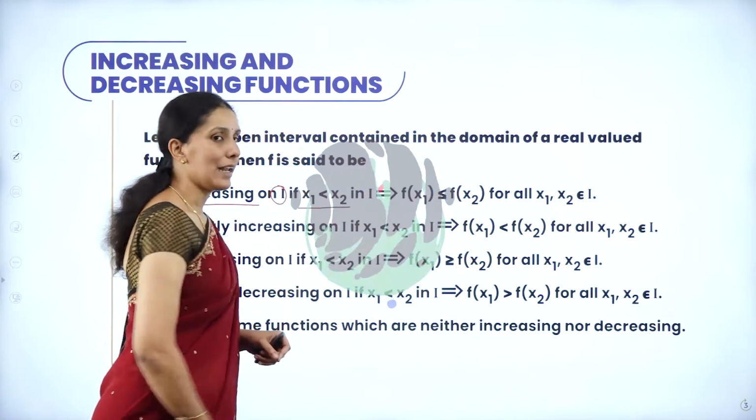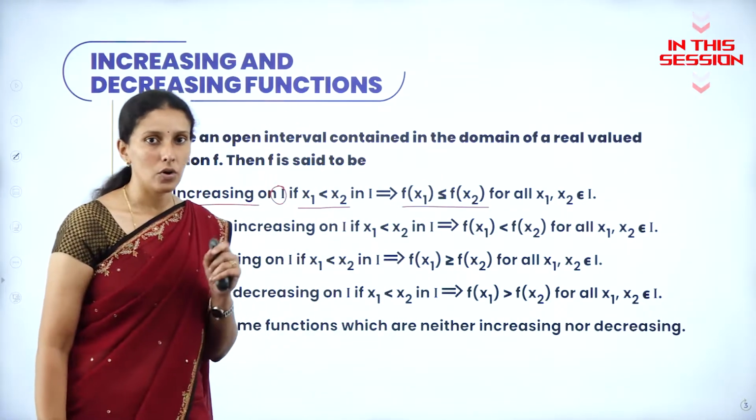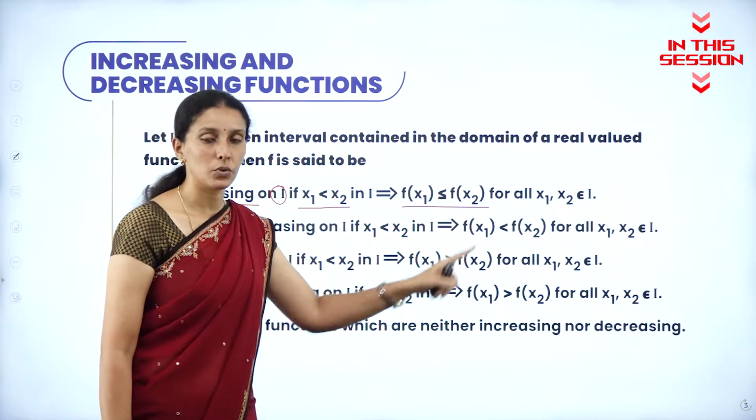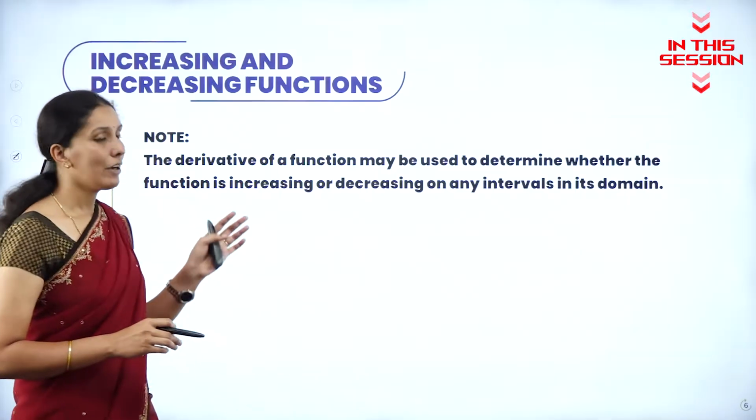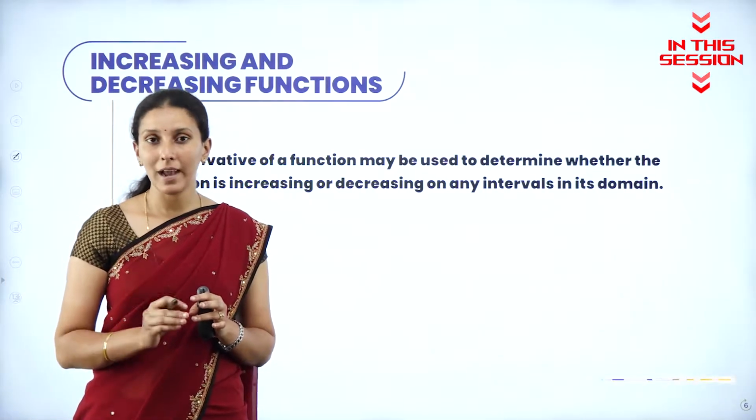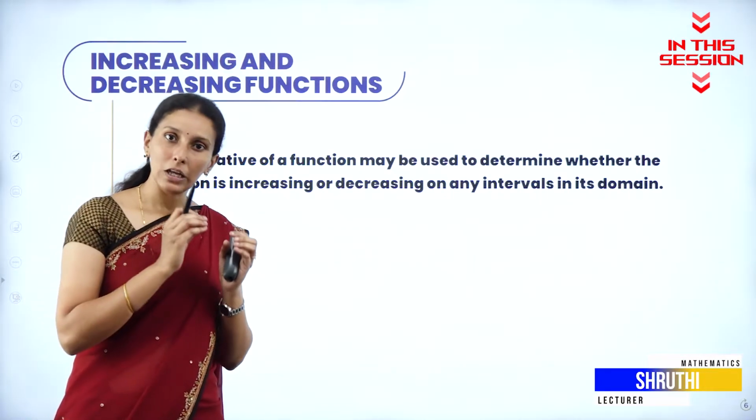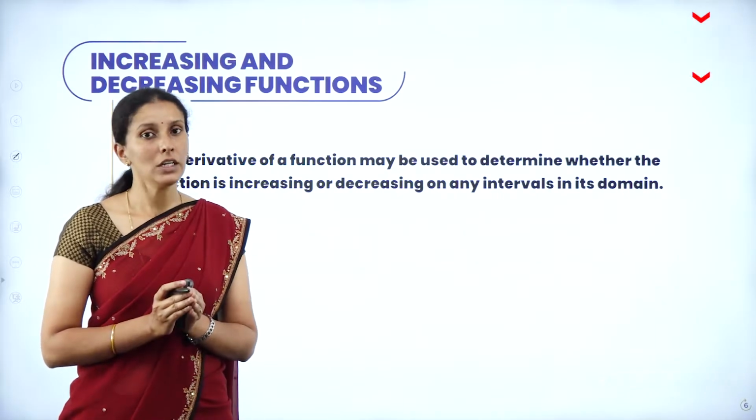Whenever x1 is less than x2, the functional value is less than or equal to each other. That is, f of x1 is less than or equal to f of x2, then we say that the function is increasing. The derivative of the function is used to determine whether the given function is increasing or decreasing at a particular point or at the given interval or completely throughout the domain.